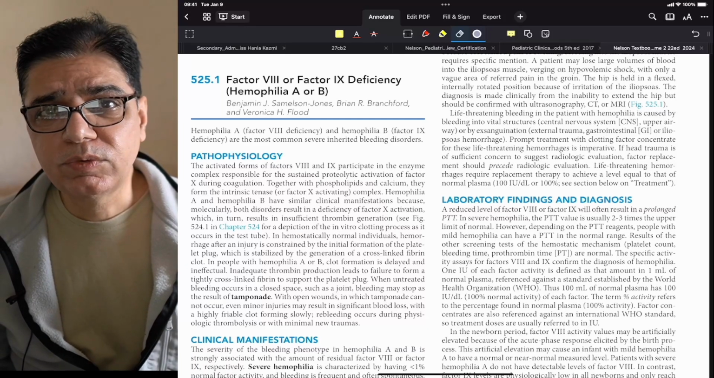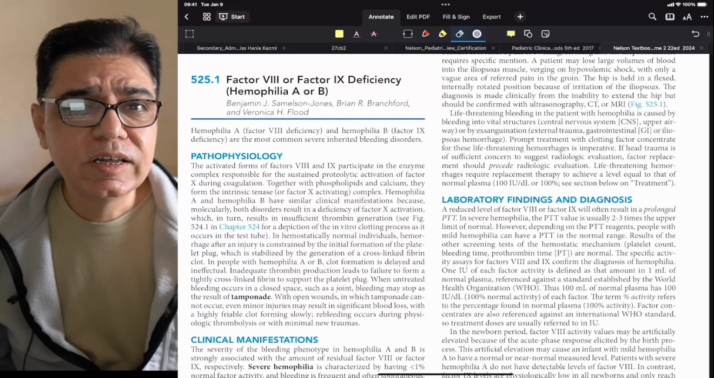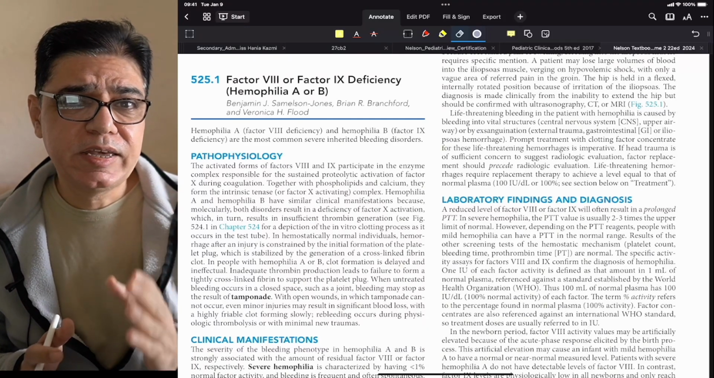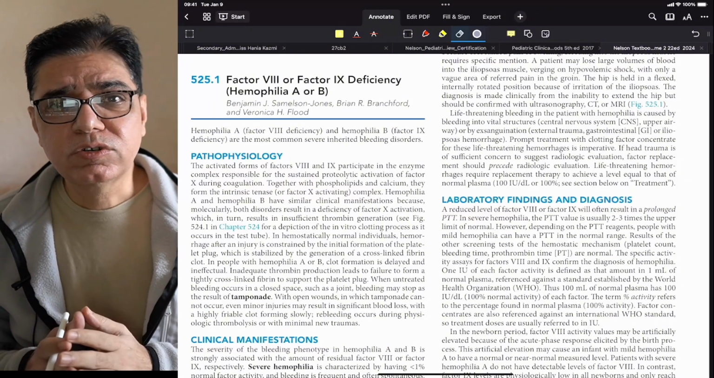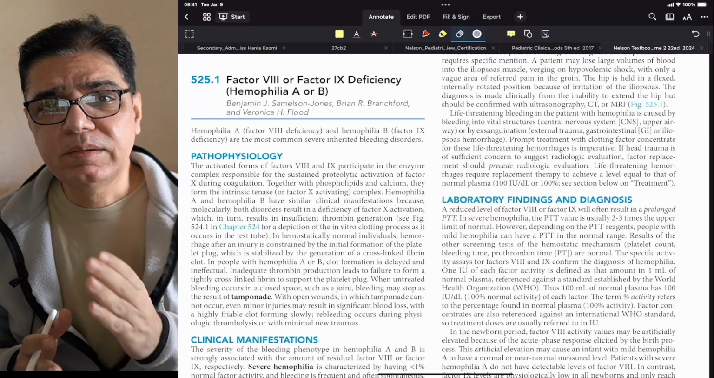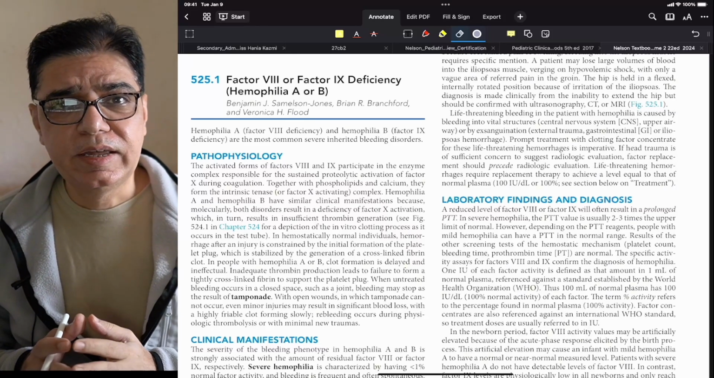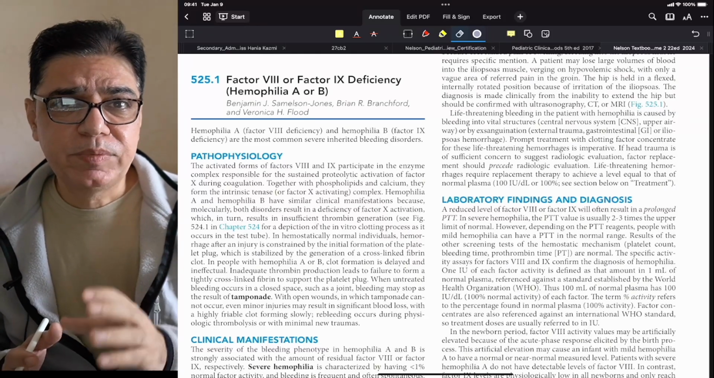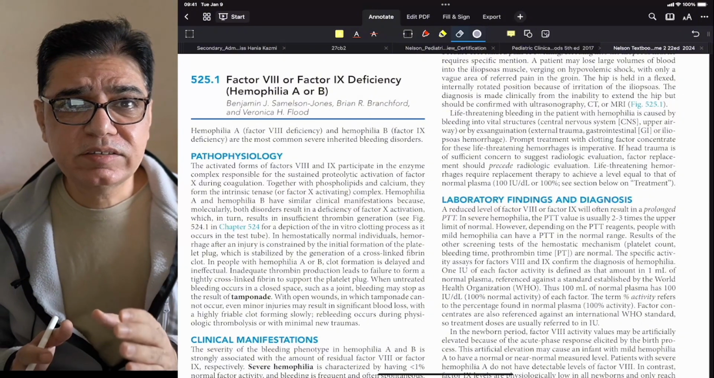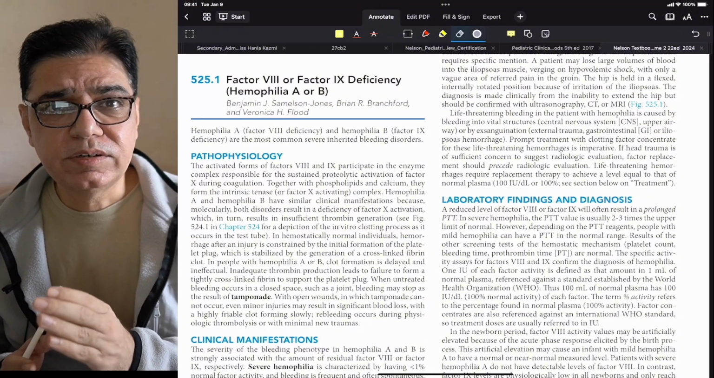Hemophilia is what we call a congenital bleeding disorder in children. There are three types of hemophilia: hemophilia A, B and C. A is caused by congenital deficiency of factor 8, B by deficiency of factor 9 and C by deficiency of factor 11. Now hemophilia A and B are X-linked recessive disorders.